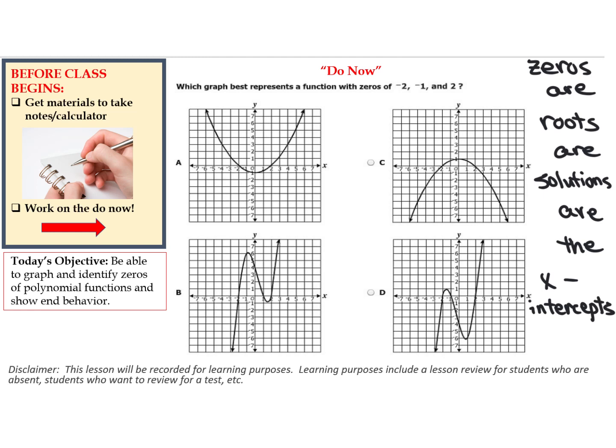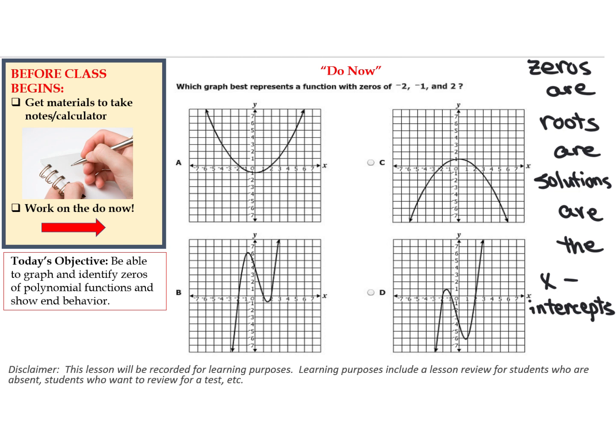All right, let's go over the problem here on the do now. It says, which graph best represents a function with zeros of -2, -1, and 2? And what I'm looking for are the x-intercepts of the graph. We need to remember that zeros or roots or solutions are the x-intercepts of the graph. All of those mean the same thing.